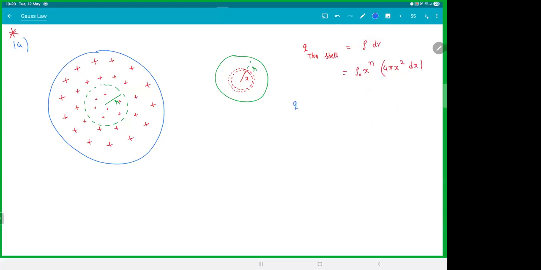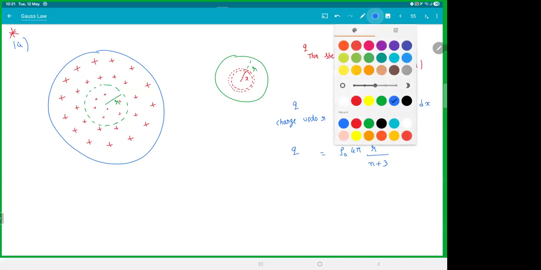So if you want the charge Q, the charge up to small r, it will be the integral of rho naught 4 pi x power n plus 2 dx. This will go from 0 to r. This is rho naught 4 pi r power n plus 3 by n plus 3. I think now you understand why I said n is not minus 3. So this is the charge in the green sphere. This is the first thing you need to know even before jumping ahead. Great. So we have one result here.